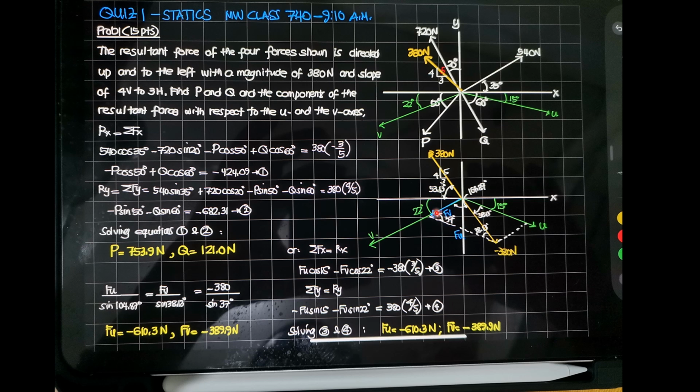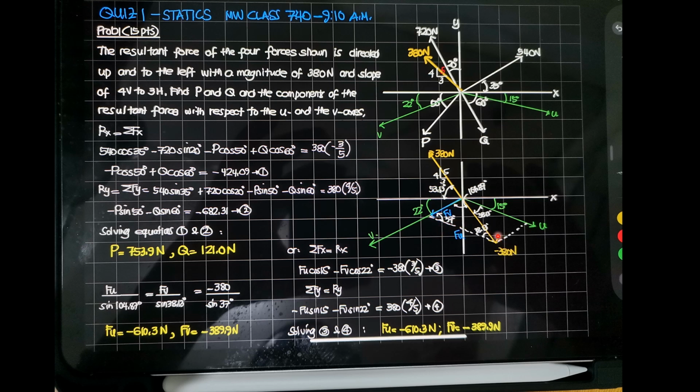Then finally, the remaining angle here is 180 degrees minus 104.87 degrees minus 38.13 degrees, and you get 37 degrees. Another way of getting this angle is 22 degrees plus 15 degrees, so 37 degrees.